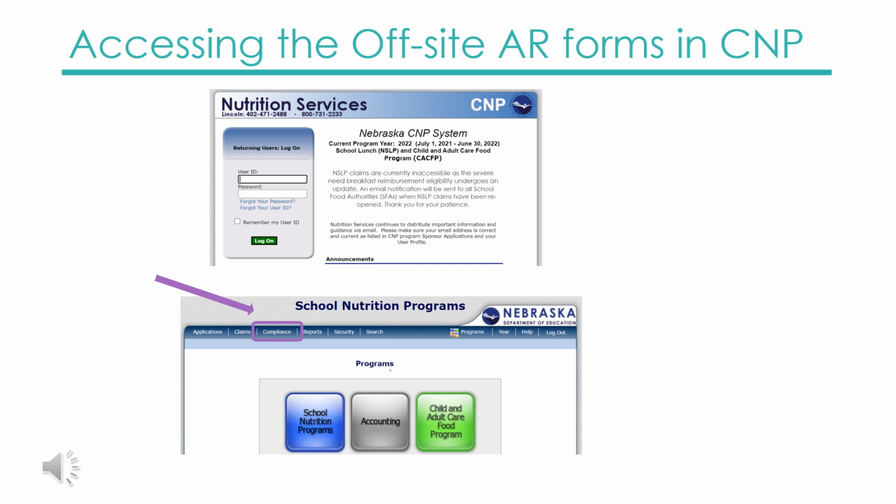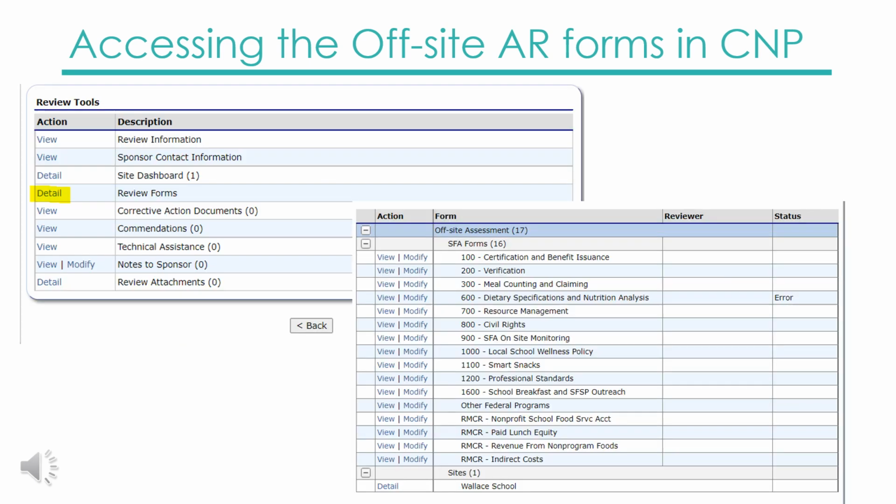Off-site questions are accessed in the CNP system, which you can see in the pictures on this slide. Log in as you normally would to access your annual application or to complete a monthly claim. You will access the off-site forms using the compliance option from the menu across the top. You can review the off-site assessment guide for help in accessing and navigating around the forms.